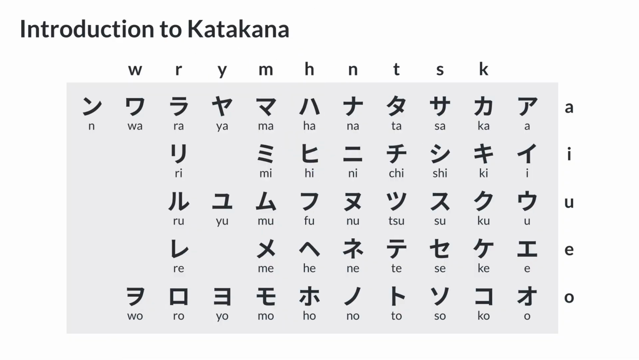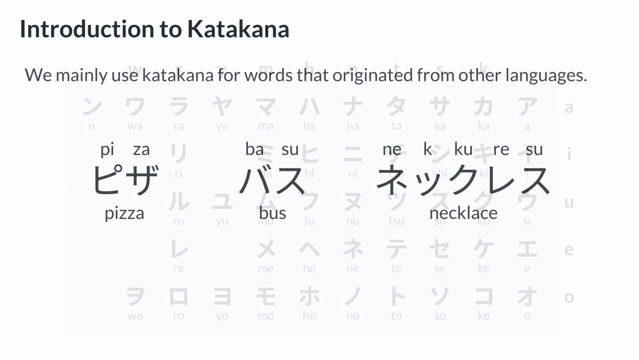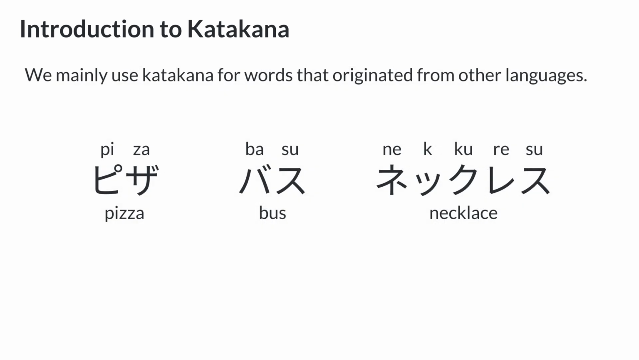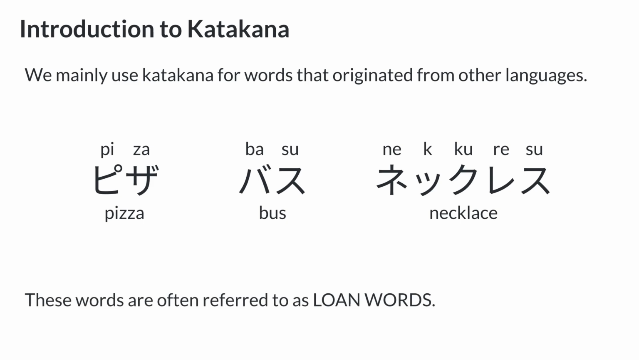Katakana follows the same pronunciation pattern as hiragana, and it follows most of the same rules. However, we use katakana for words that originated from other languages. For example, pizza, which means pizza, basu, which means bus, and necklace, which means necklace. These words are often referred to as loanwords.